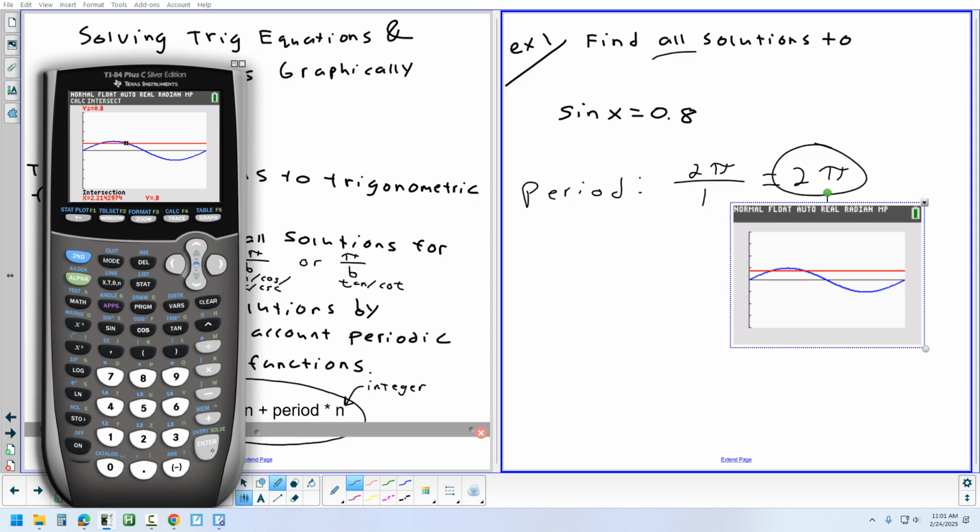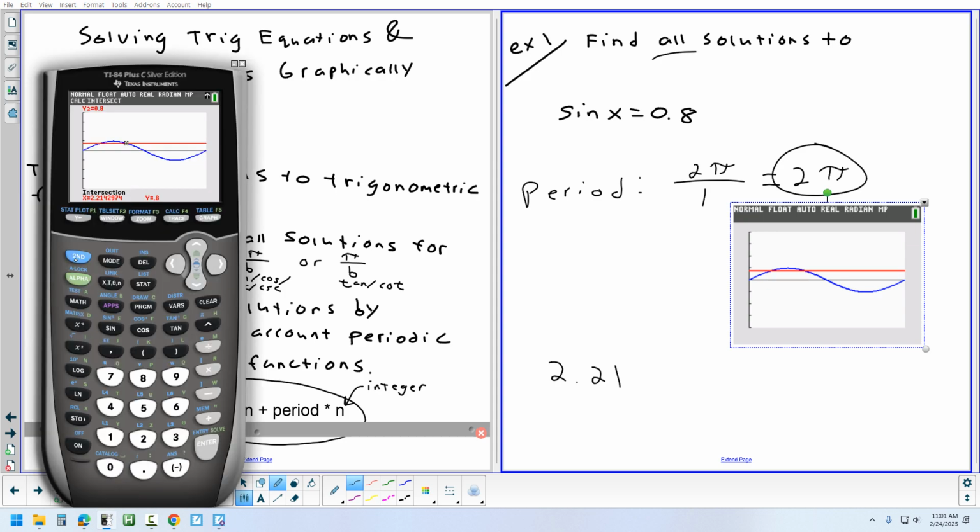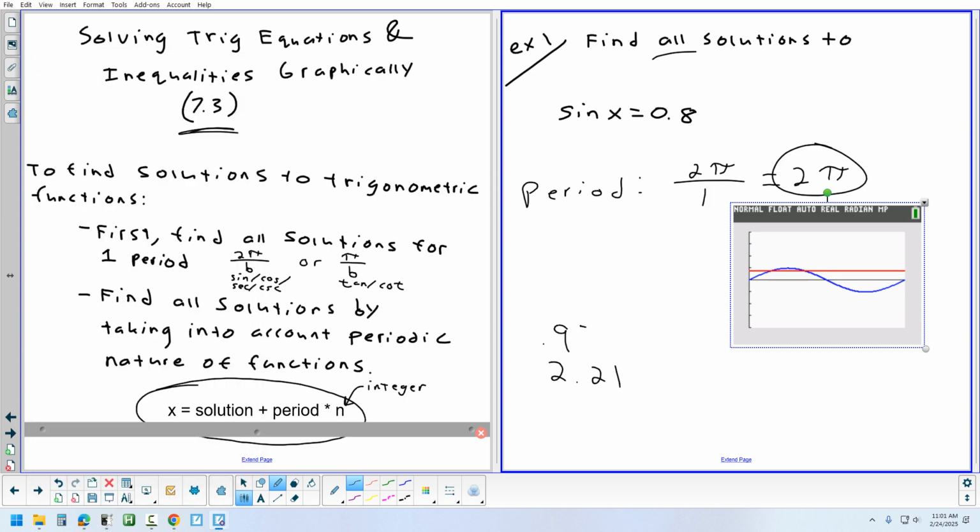So 2.21. And the other one is, let's see, 0.93. And if that's all you write, all you've done is find the answers in 1 cycle. You have not found the answers in all cycles.